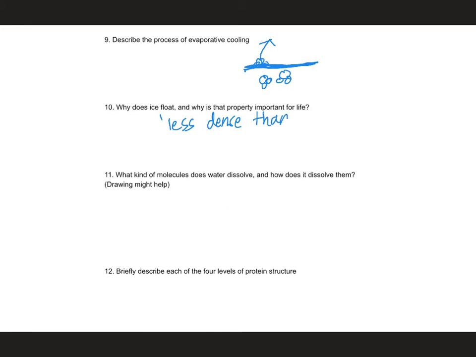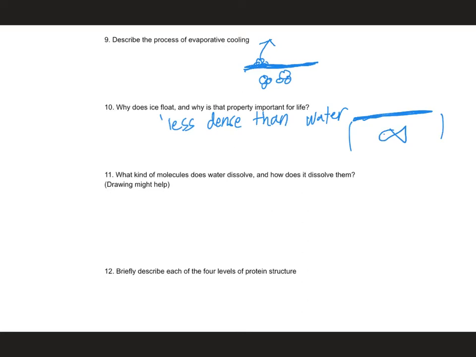So it's less dense than liquid water. And this is important because of that whole idea that ponds or oceans or rivers freeze from the top down, so that our little fish that are under this layer of ice can be slightly warmer below, because the ice on the top will insulate it, allowing liquid water to remain down here for the animals that are down there.